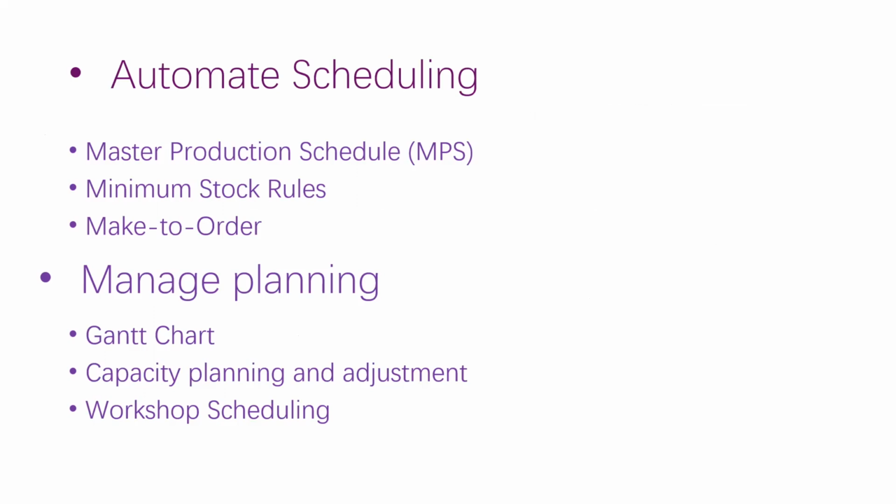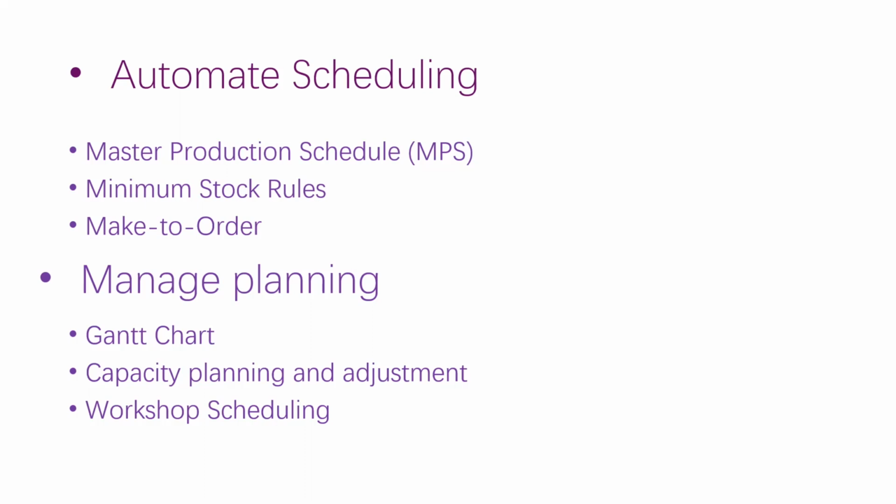The first one is automatic scheduling. So we will use the master production scheduling to manage our inventory and the working plan. The second one is that we are going to follow the minimum stock rules. And the final one is about make to order.